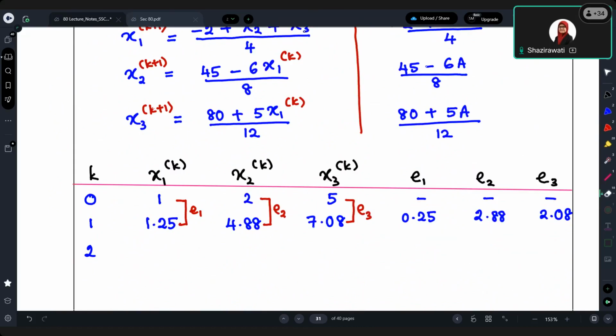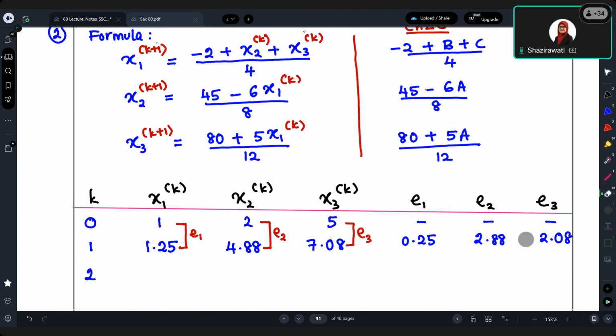Okay, so now you will repeat the same thing. Okay, go to your calculator.